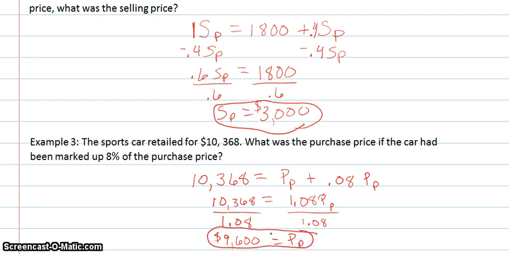So make sure when you find the variable that that's the only thing they're asking for, because on the first one, it also asked for what the markup was, so you might have to also find that.